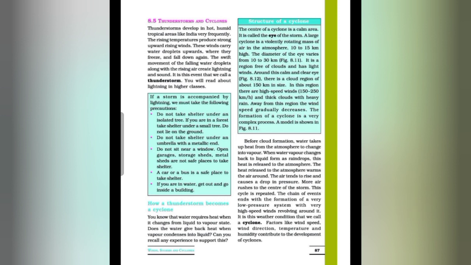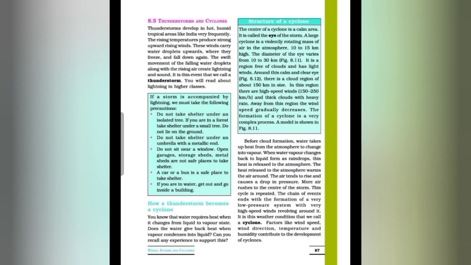Thunderstorms develop in hot, humid tropical areas like India very frequently. A violent storm with thunder and lightning is called a thunderstorm.